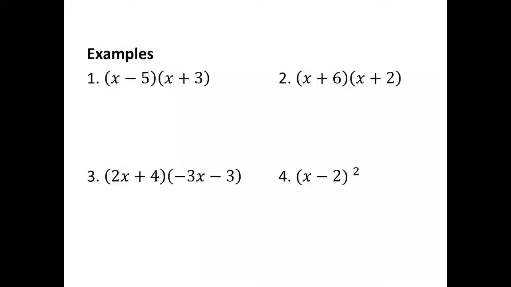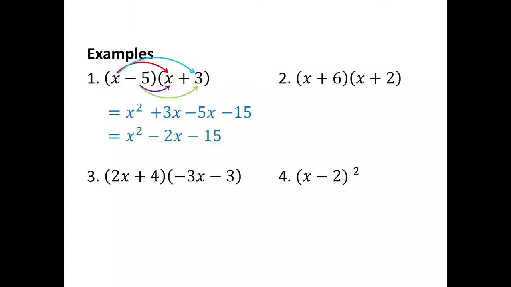Alright, so according to FOIL, I need to do my first terms first, so I'm going to do x times x, that will give me x squared. Then my outer two terms, so x times 3, that will give me 3x. My inside terms, negative 5 times x, and then the last two terms, negative 5 times 3 is negative 15. Simplify my like terms, and that's what I've got. Alright, try number 2 by yourself.